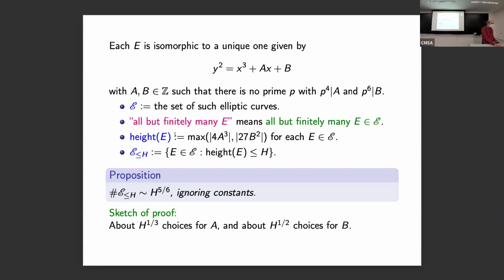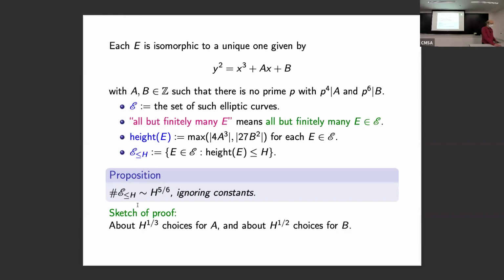The height is just some measure of the size of A and B. For various technical reasons, it's convenient to use these numbers, the two monomials that appear in the discriminant. But height is basically controlling how big A and B are. For simplified notation, we'll let this be the set of elliptic curves of height bounded by h. This is going to be a finite subset of this countable set for any given number h.